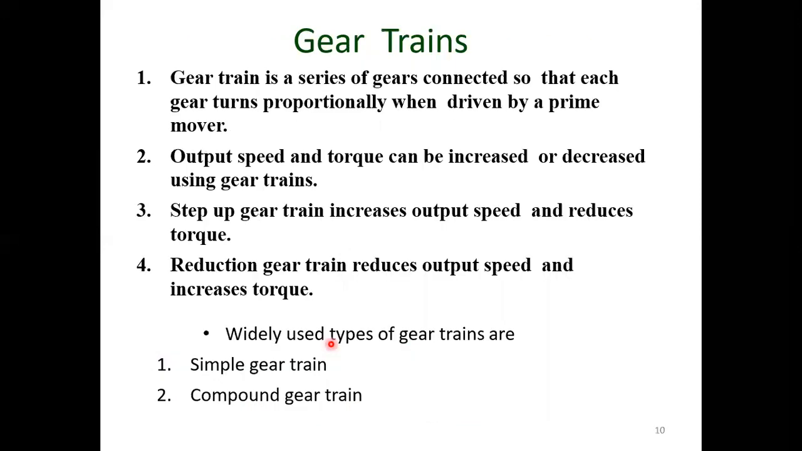A gear drive is a series of gears connected so that each gear turns proportionally when driven by a prime mover. Output speed and torque can be increased or decreased using a gear drive. Step up gear drives increase the output speed and reduce the torque. A reduction gear drive reduces output speed and increases the torque. This is the simple concept of gear trains. Widely used types of gear trains are the simple gear train and the compound gear train.